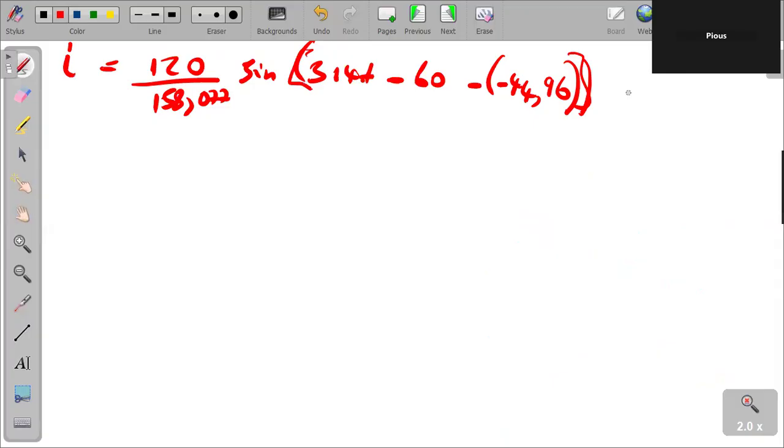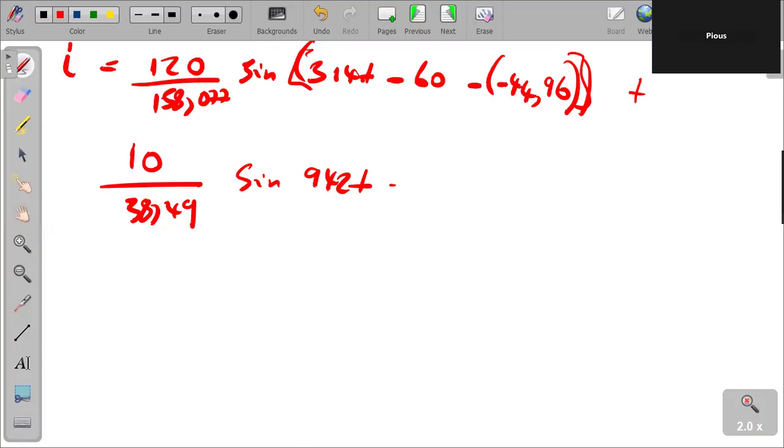Plus we go to the third harmonic. Just my space, I'm going to write here down. Okay, 10 divided by 38.49, that's our Z3 apparently. Sine 942t, plus 30, that was our phase angle, right? Minus, what is the angle of the impedance? Minus 46.361. That's what we got there. So we can now divide that.